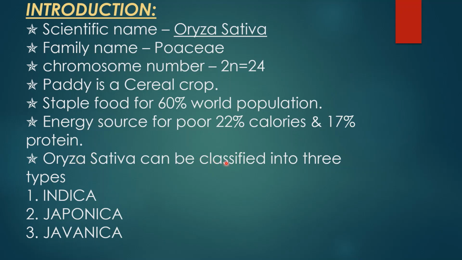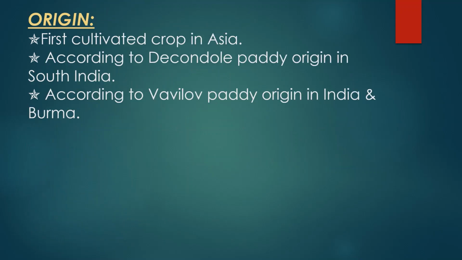Oryza sativa can be classified into three types: Indica, Japonica, and Javanica. Indica mainly originated in India. Japonica mainly originated in Japan. Javanica mainly originated in Indonesia. Okay, origin. It is mainly the first cultivated crop in Asia.